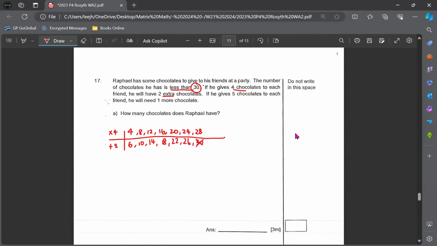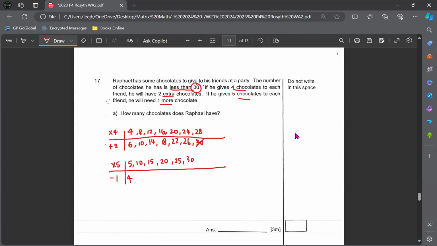Okay? So the next one, if we give 5, need 1 more. So multiples of 5. But they're not enough. Shortage of 1. So minus 1, because you need 1 more. If you need it, you don't have it. So 5, 10, 15, 20, 25, and 30.